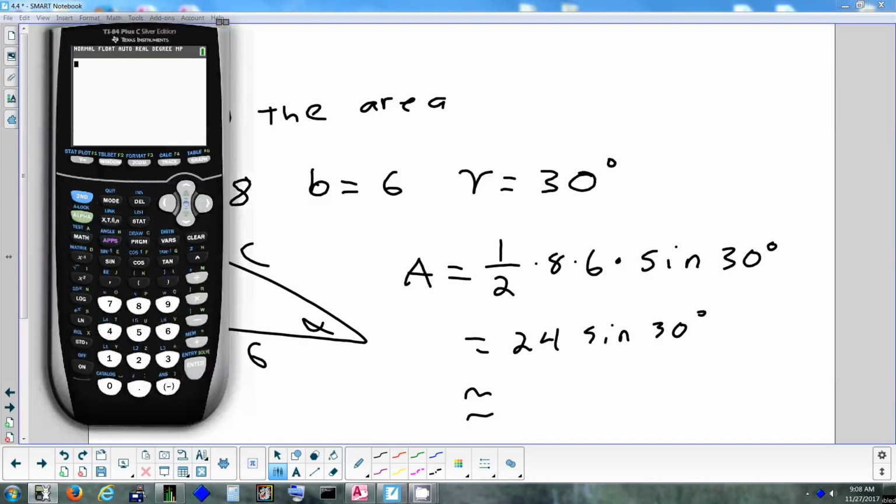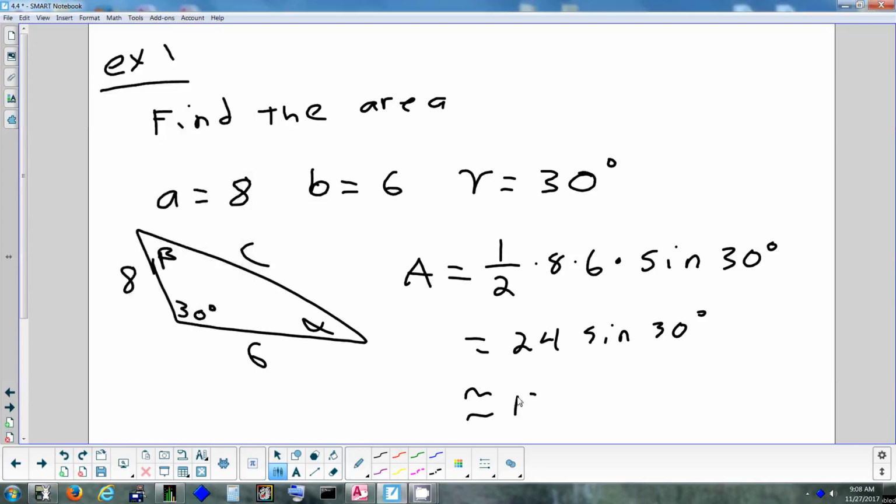We'll just round to 2 decimal places. Yep, Rudy? 12? Exactly 12? Okay. So 24 sine 30. If it's exactly 12, then that means the sine of 30 must have been 1/2, which is something we did way back when we did unit circle trig. All those values. So we get 12.